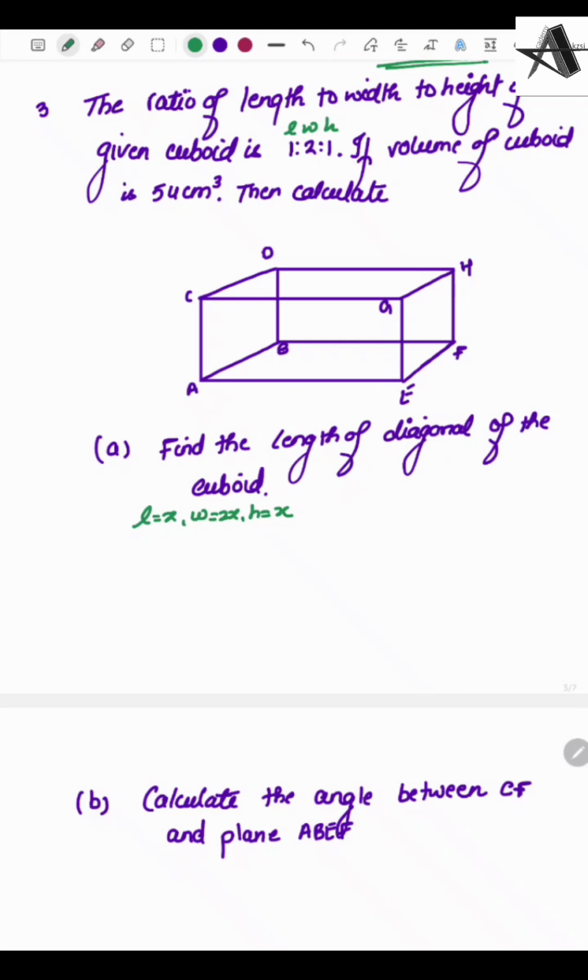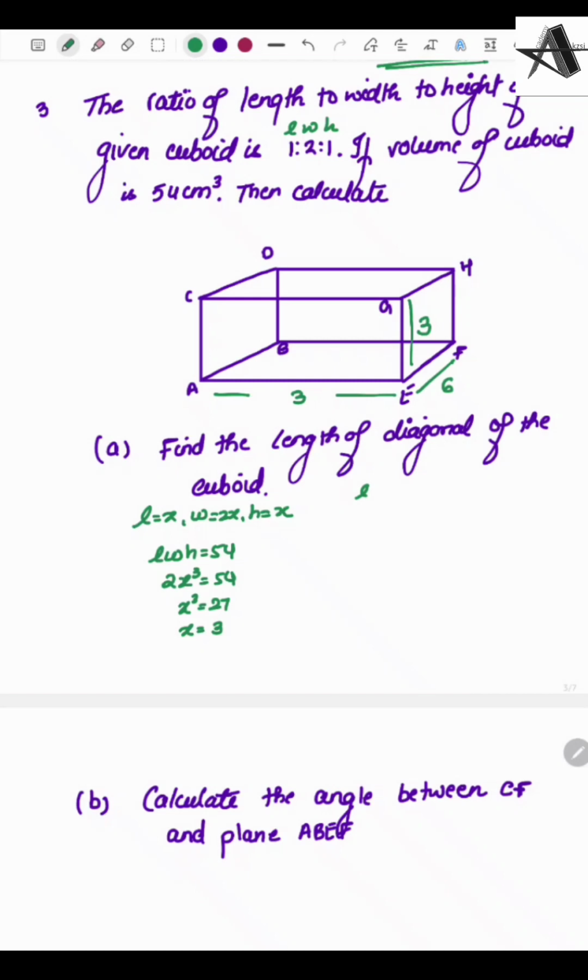And their volume is given as 54. We know the volume is multiplying all of them together. So length, width, height is 54, or 2x cubed is 54. x cubed is equal to 27 and x turns out to be 3. That means length is 3, width is 6 and height is 3 as well.